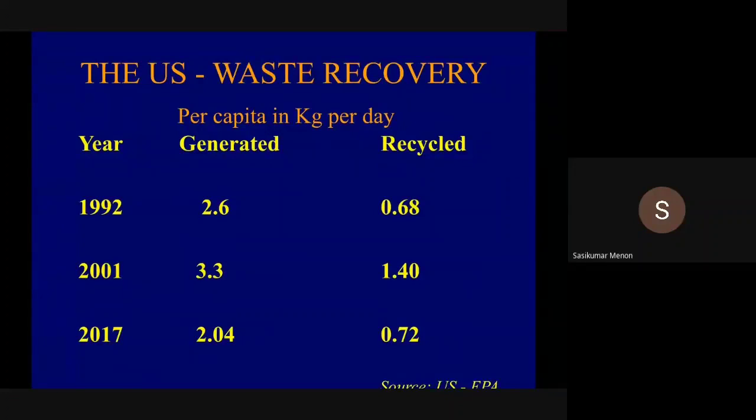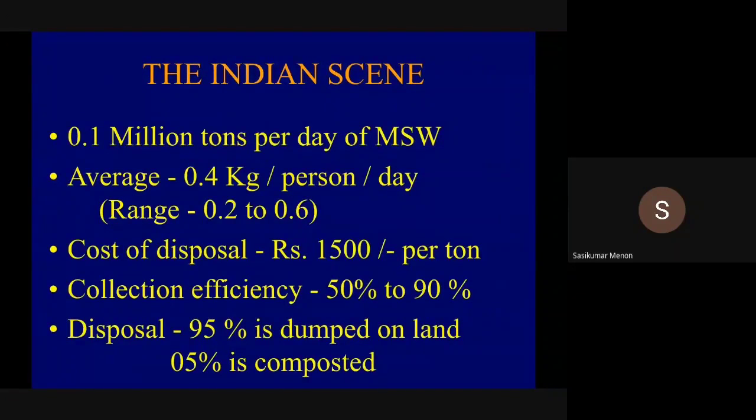Now look at India. We produce about half a kg of solid waste per person. That's roughly the same even today. And we spend about 1,500 rupees per ton to dispose. Our collection efficiency is very varied. In some places, it's hardly 50%, even less than that. And in some cities and urban areas, it is almost 90% collection. But disposal is pathetic. 95% of our waste is put on landfills and only 5% is put into compost. This is a huge loss and it's a huge waste of waste.